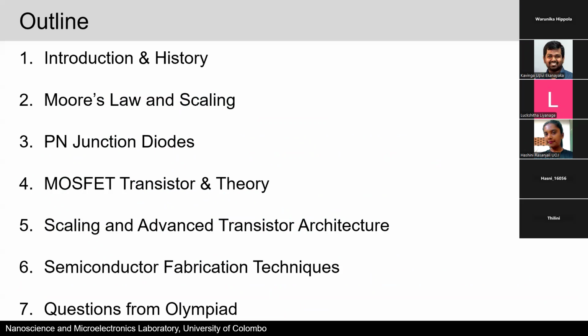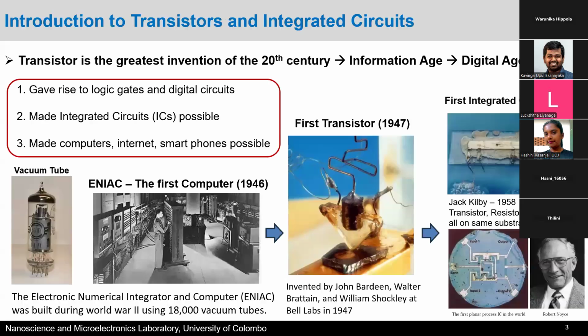So let me go over the outline of my talk. I will go over the history of the transistors, and then I will introduce Moore's law, and then talk about scaling transistors. Then I will go over the p-n junction diodes. Then move on to the MOSFET transistor and the theory. Then I will discuss why we are scaling the transistors and why we need advanced transistor architectures. And then finally, I will go over the semiconductor fabrication techniques.